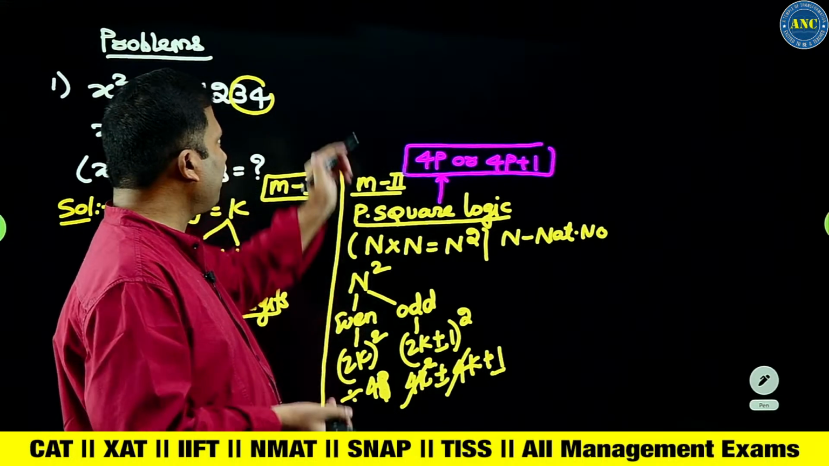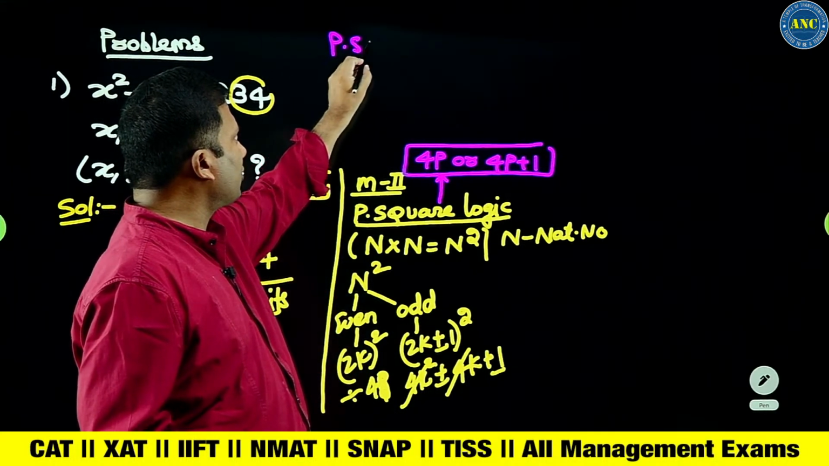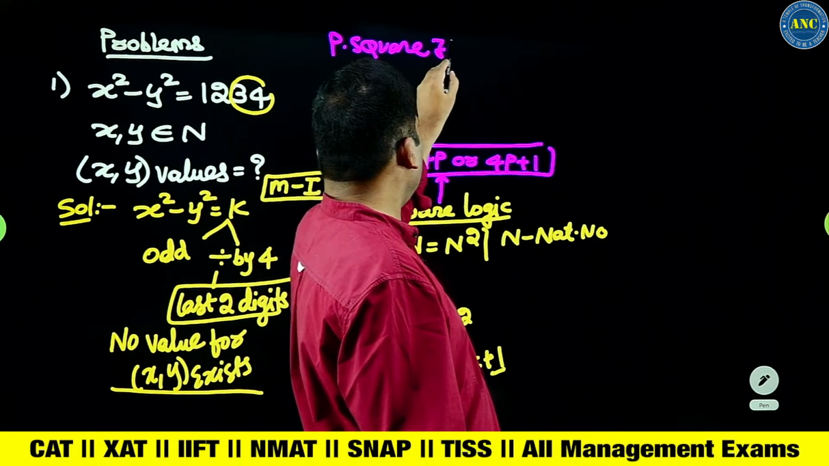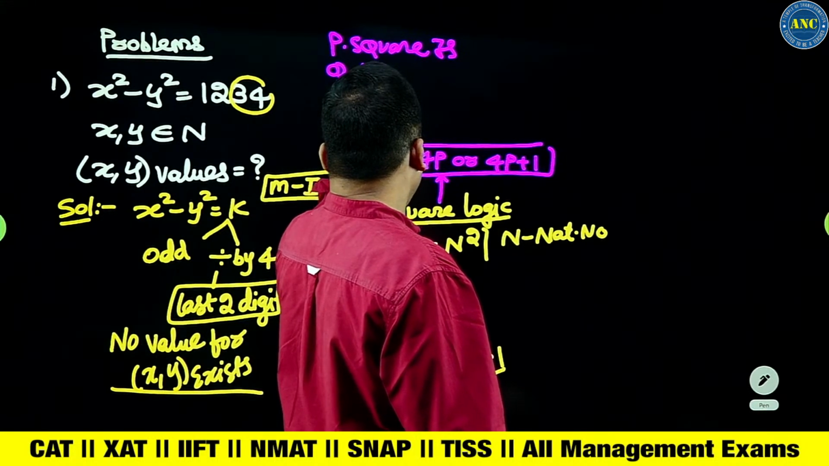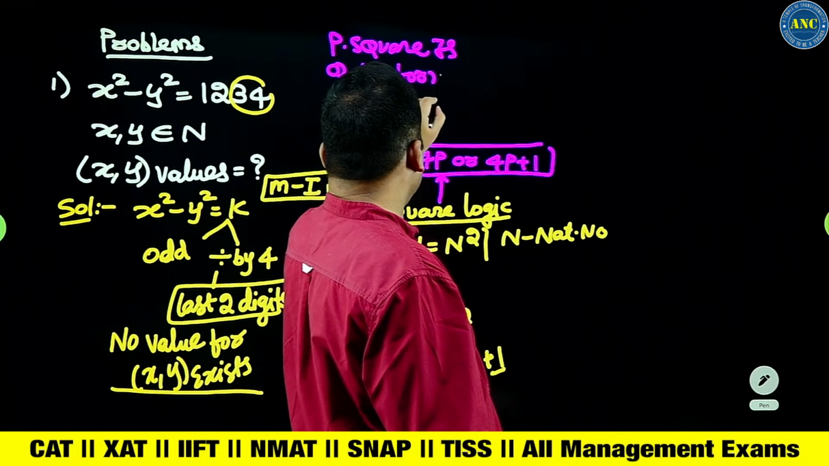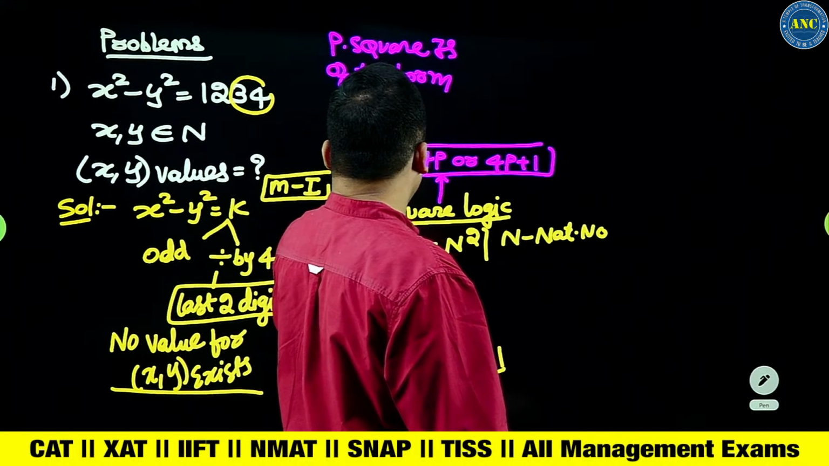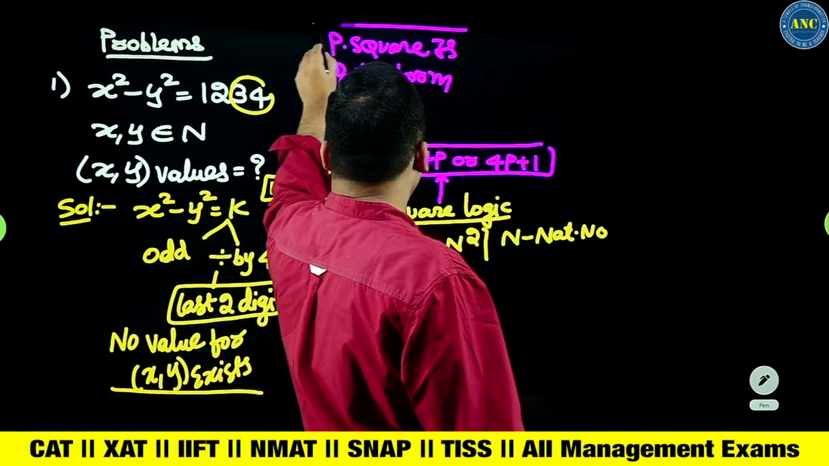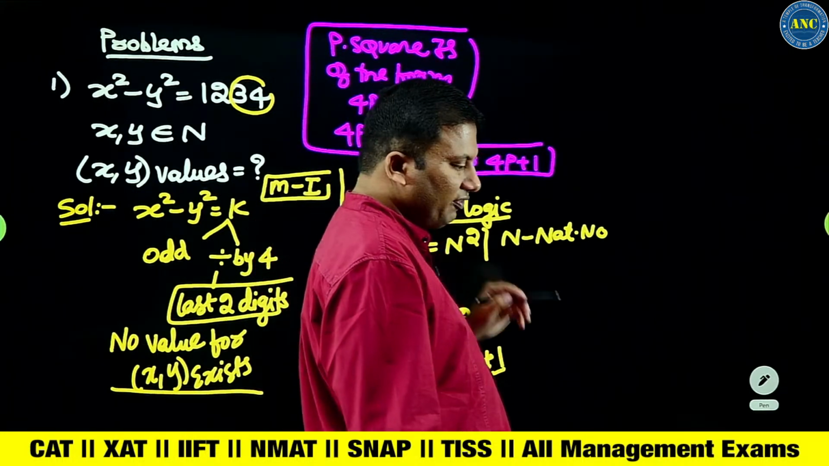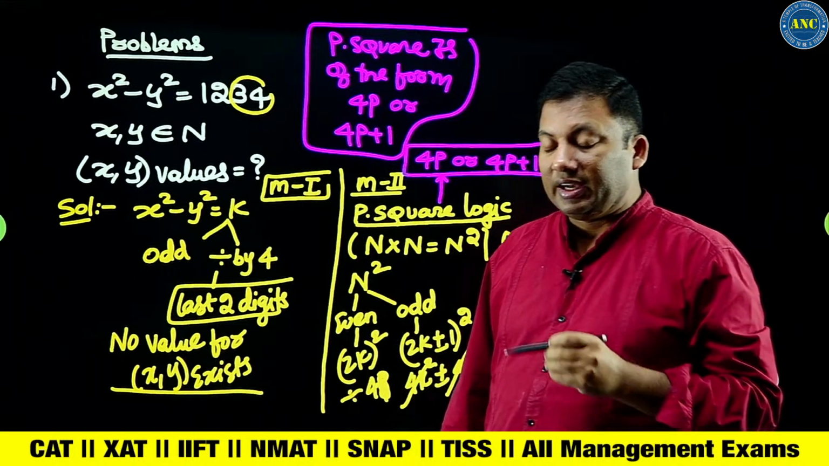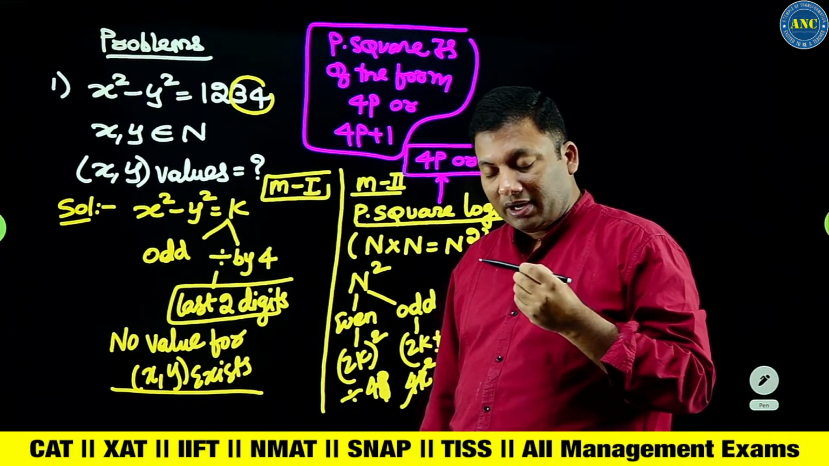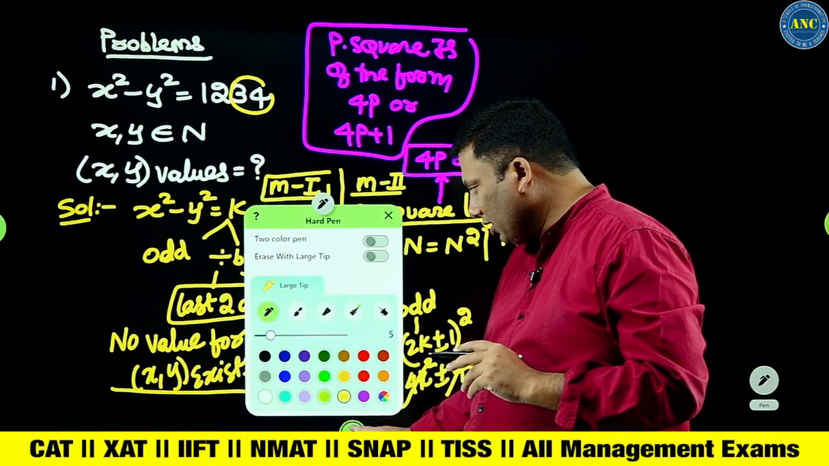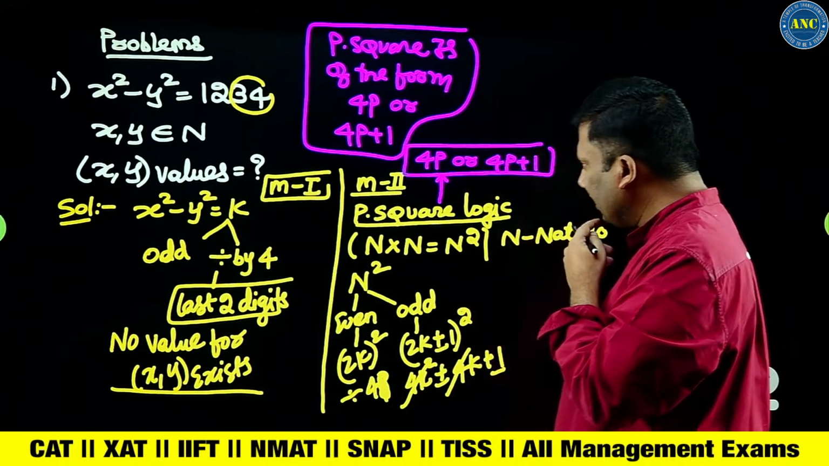Every perfect square is of the form 4p or 4p plus 1. If a number, when divided by 4, gives a remainder 2 or a remainder 3, it is not a perfect square. Is the idea clear?